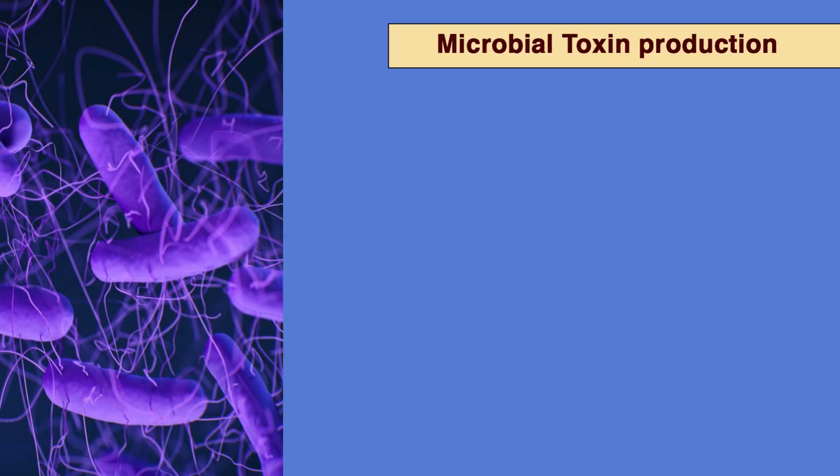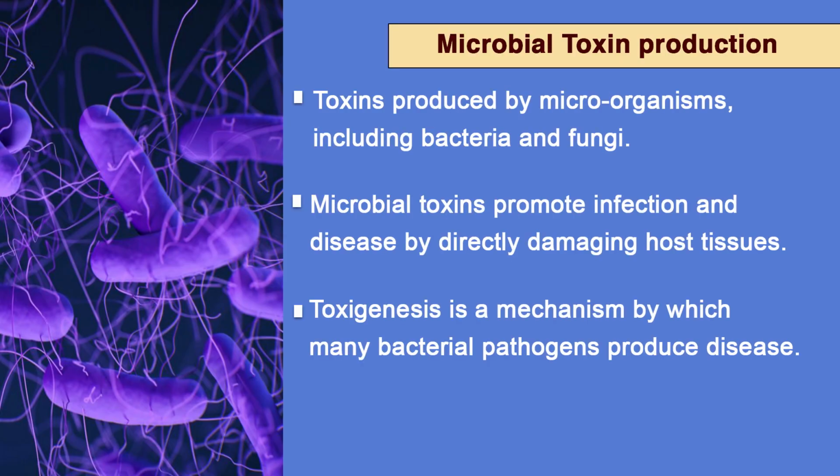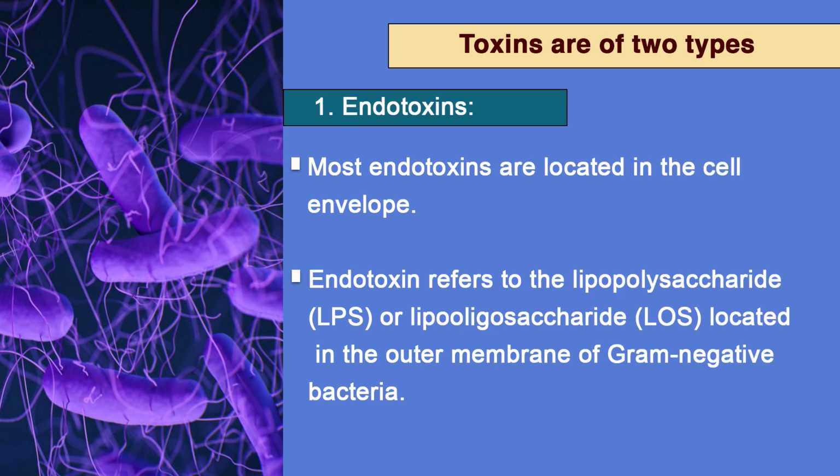Microbial toxin production. Toxins are produced by microorganisms including bacteria and fungi. Microbial toxins promote infection and disease by directly damaging host tissue and by disabling the immune system. A toxin is a small molecule, peptide or protein that is capable of causing disease on contact with or absorption by the human body or body tissue. Toxigenesis, or the ability to produce toxin, is an underlying mechanism by which many bacterial pathogens produce disease. Toxins are of two types, endotoxin and exotoxin.